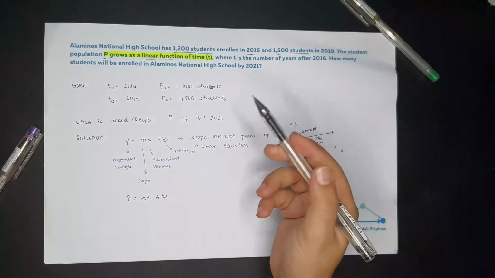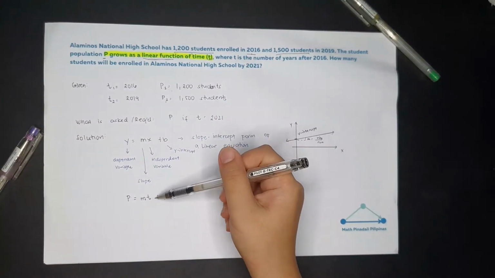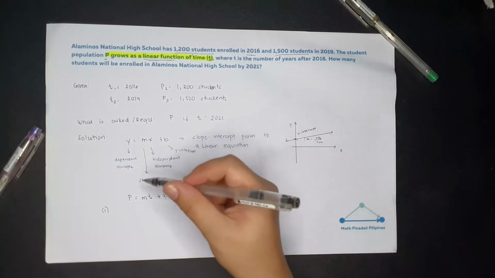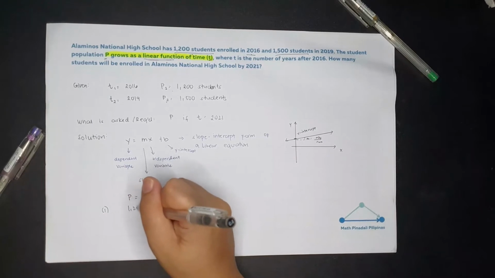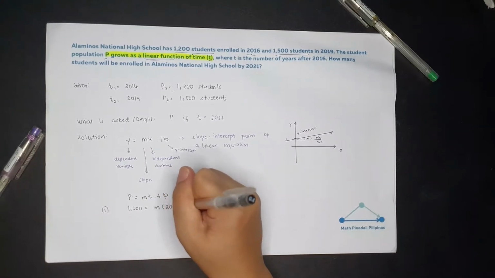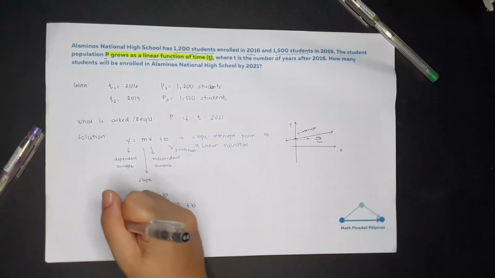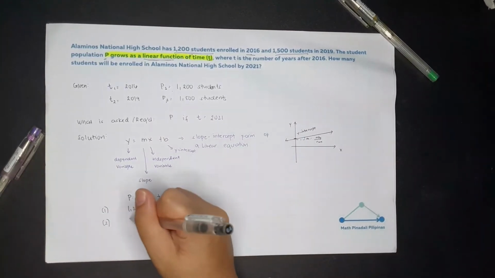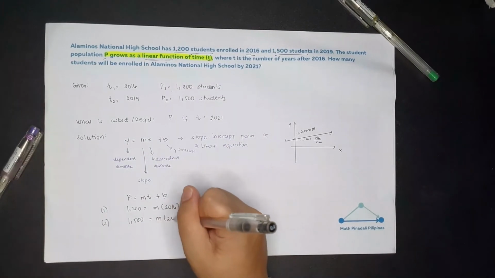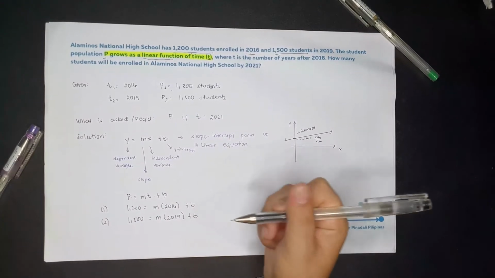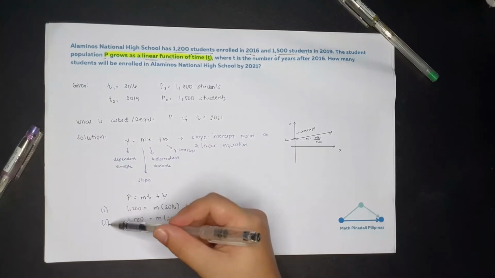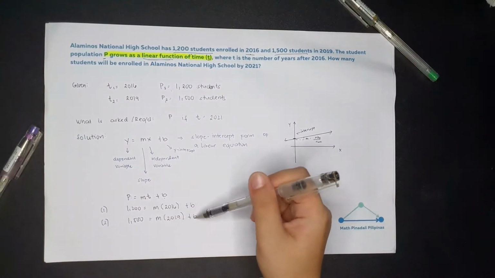All we have to do is substitute these values into this formula. For the first equation, what is P1? 1,200 is equal to M times the time, 2016, plus B. For the second equation, 1,500 is equal to M times 2019 plus B. Okay? So we have two equations, and we have two unknowns.